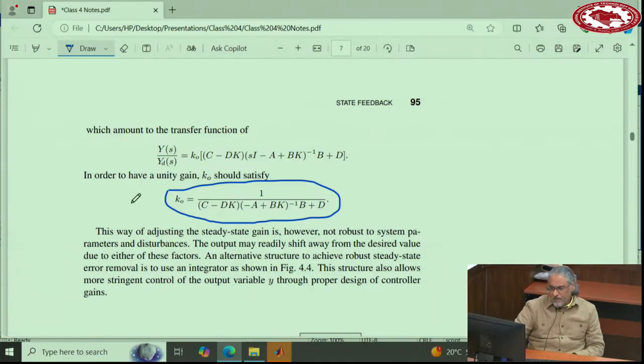However, the problem that this approach has is that if you look at K0, it is a function of A, B, C, and D, and K. K is fine because K doesn't have uncertainty, but A, B, C, and D can have uncertainty. If they can have uncertainty, then you calculate this for the nominal values and put it there, and then you run the system, you realize that you have a few percent error in the steady state.